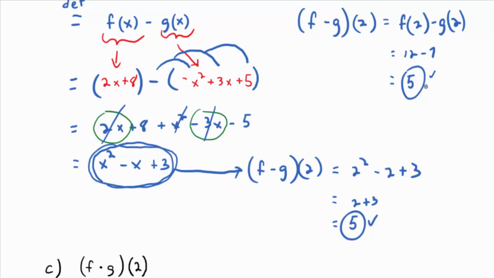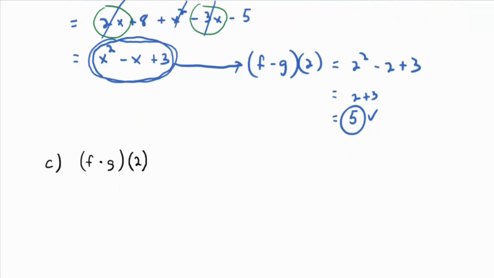So which way is easier? It depends. If you have to put in a lot of inputs, aren't you going to want the formula? So you don't have to go f of x minus f of whatever the input is minus g of whatever the input is every time. Yeah, that's where the formula comes in. So if you have to find f of 2, f of 5, f of negative 8, f of 1,000, you want the formula. You don't want to have to take f of whatever the input is minus g of whatever the input is every time.